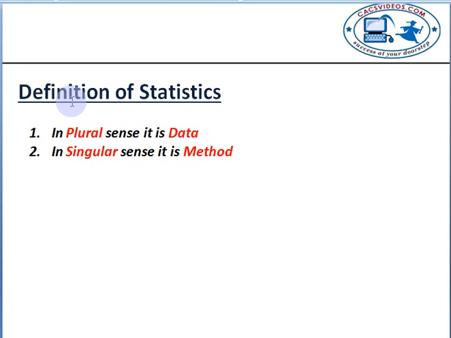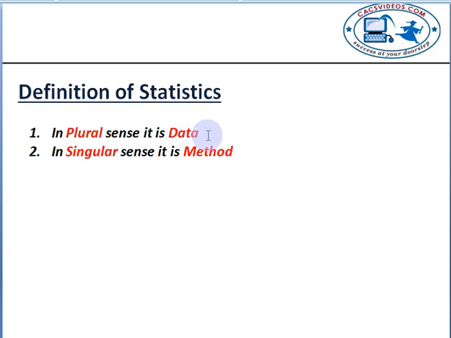Now we will discuss the definition of statistics. As per your study material, statistics is defined in 2 senses. In plural sense, it is called data, and in singular sense, it is called method. See, it's very simple to remember this. What is plural? Plural is more than one. And what is data? Data is also an aggregation of information, right? This is also more than one. So in plural sense, it is data.